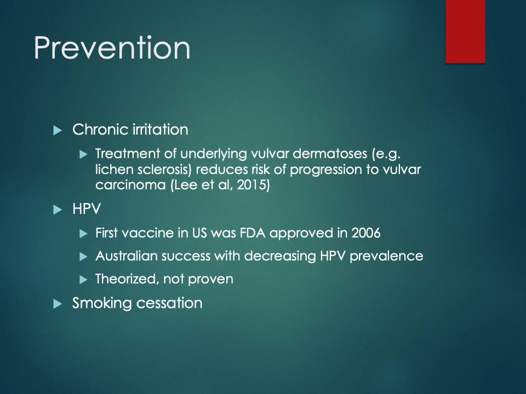So you can prevent VIN and prevent vulvar cancer by treating underlying vulvar dermatoses. If you treat them, they reduce the risk of progression to vulvar carcinoma. And then for HPV, things that we can do to prevent HPV, including vaccination, should help. And then always, as with everything except endometrial cancer, smoking cessation helps.